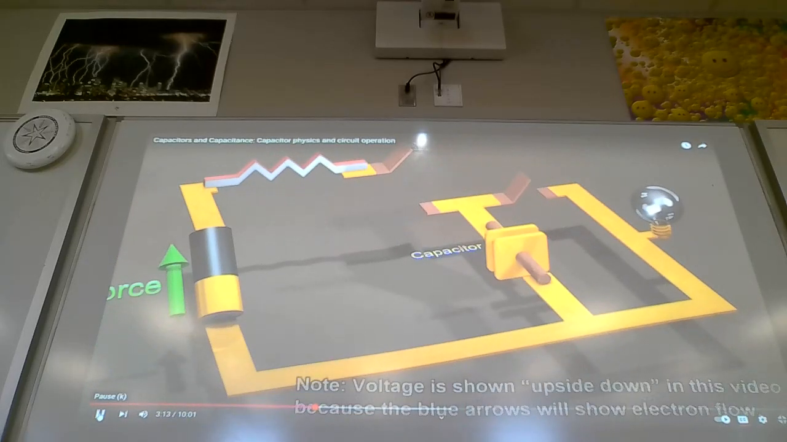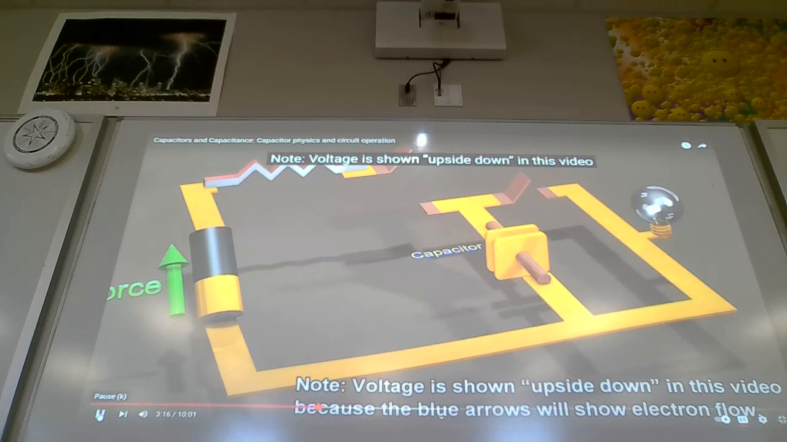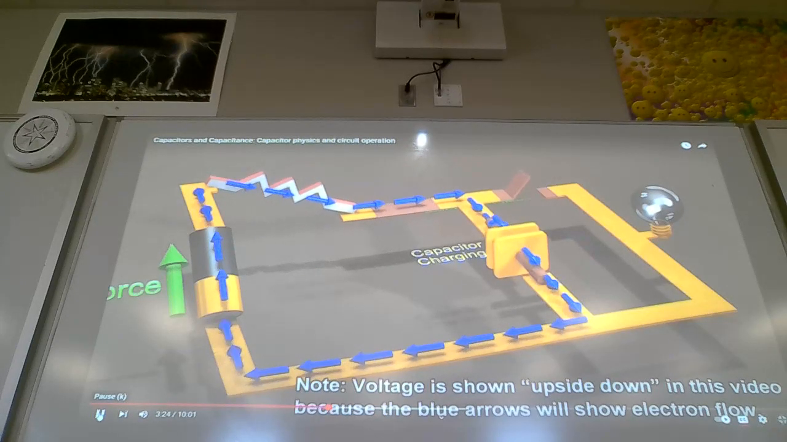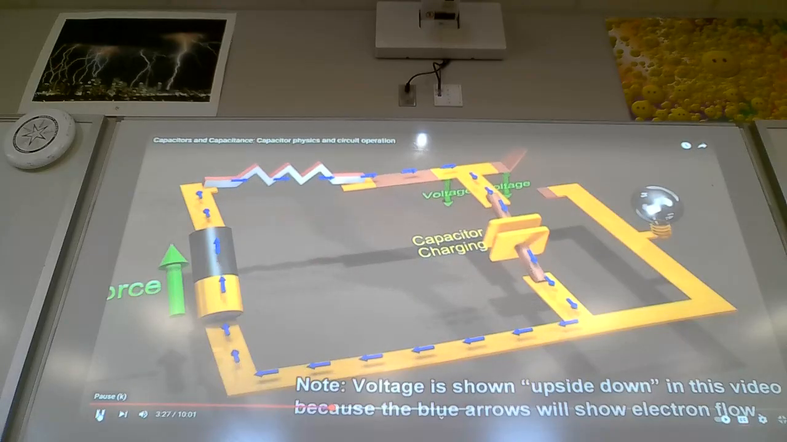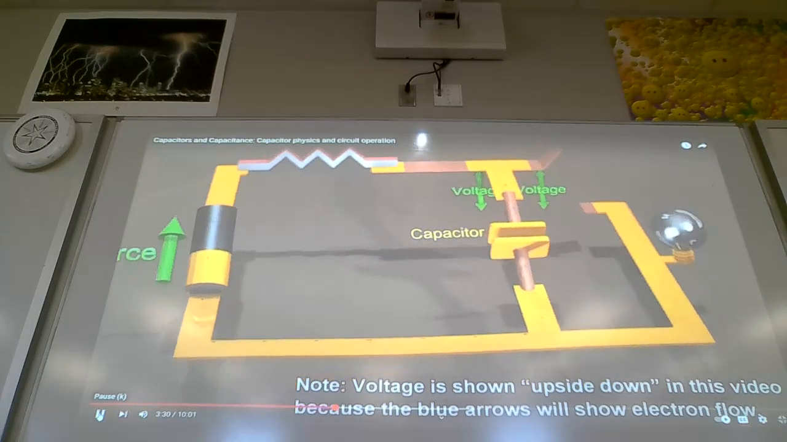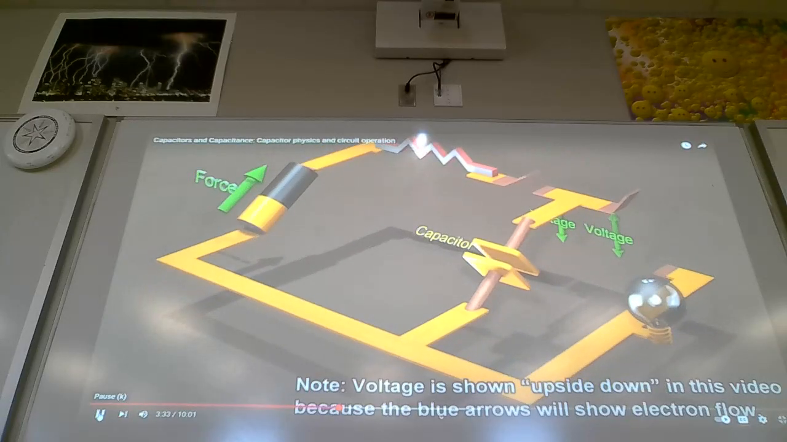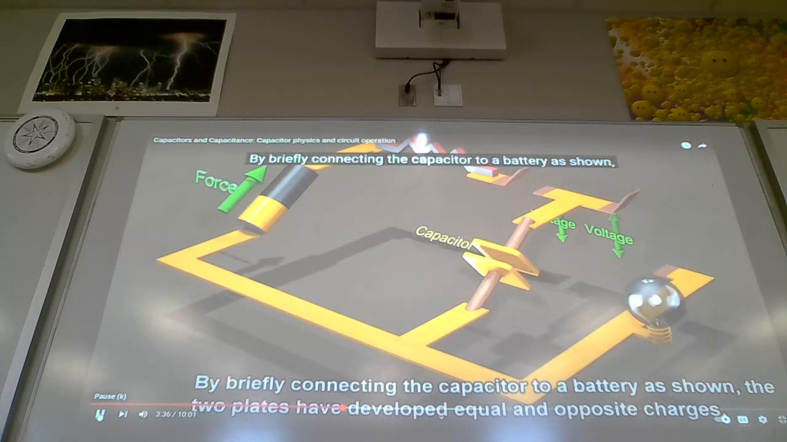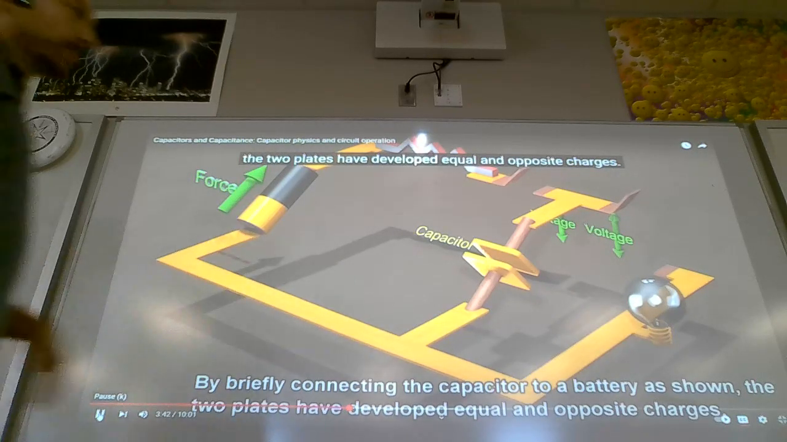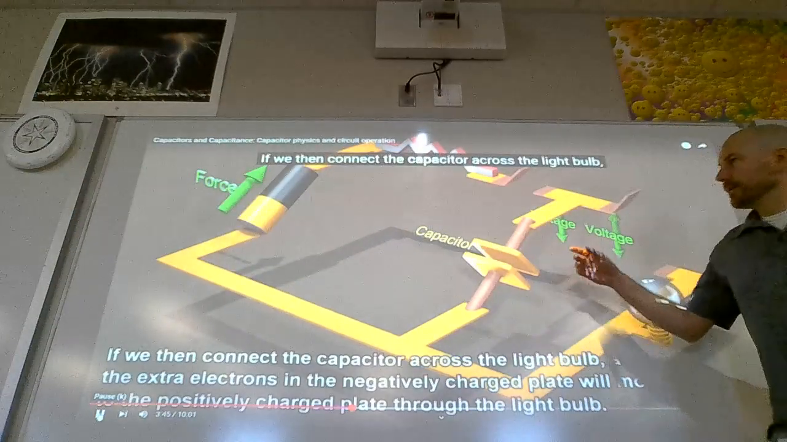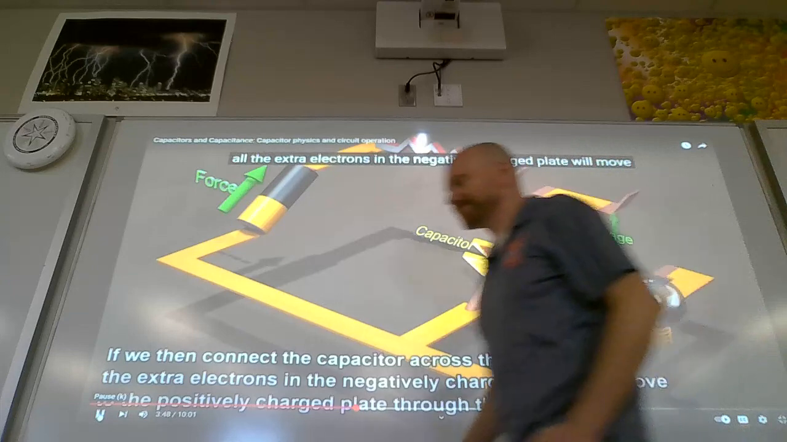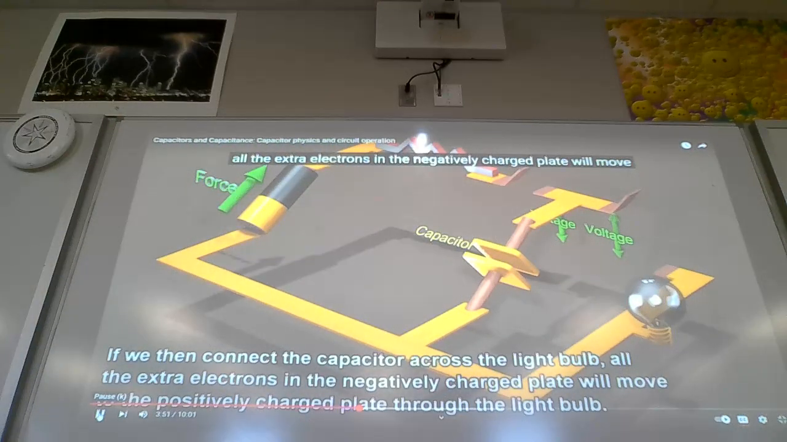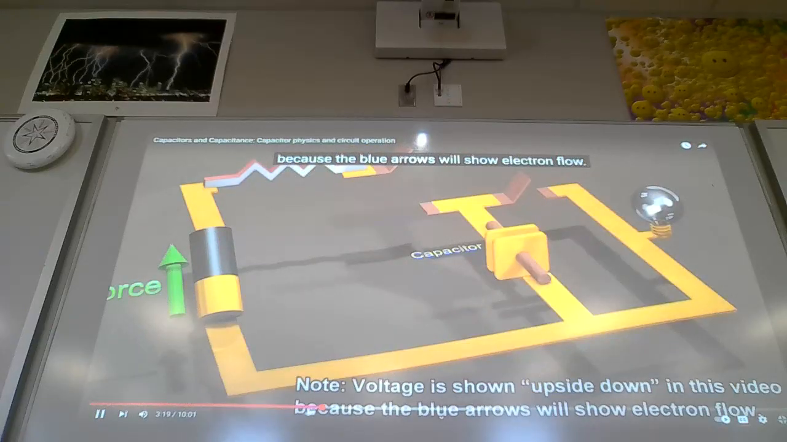Okay, so here's an RC circuit. Note, voltage is shown upside down in this video because the blue arrows will show electron flow. Okay, so you have a voltage drop when that circuit is connected. By connecting the capacitor to a battery as shown, the two plates have developed equal and opposite charges. If we then connect the capacitor across the light bulb, all the extra electrons in the negatively charged plate will move to the positively charged plate.